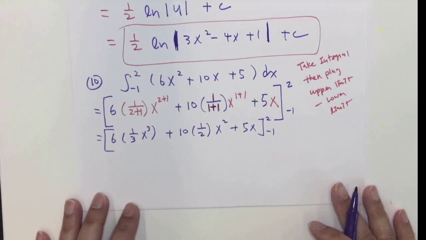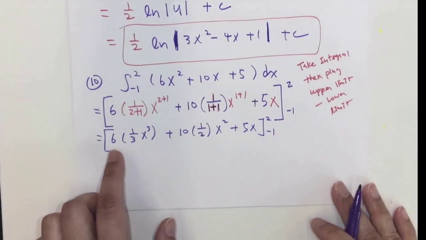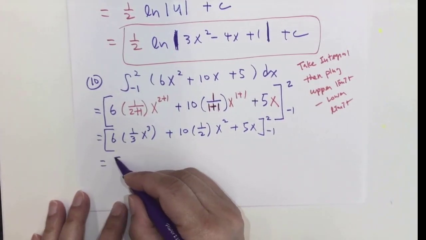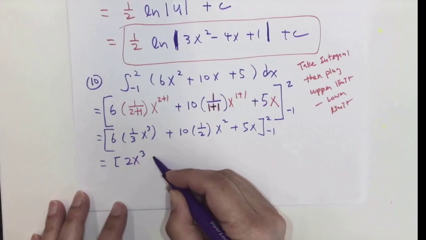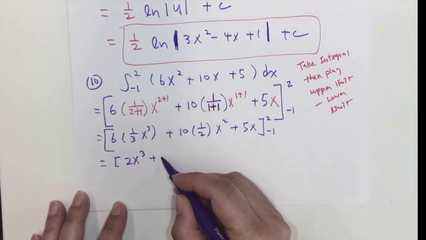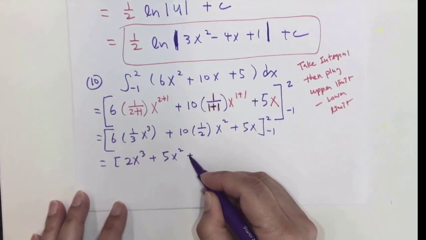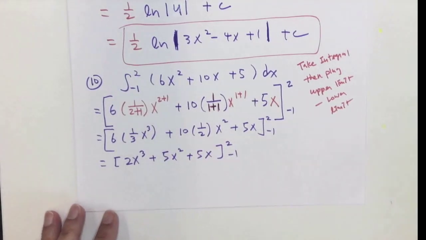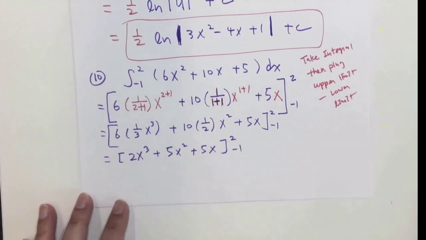So simplify those fractions. What's the first term? 6 divided by 3 is 2x cubed plus 5x squared plus 5x. We need to plug in 2 and then subtract the whole thing, plug in -1, right? So I'm going to do it on the next step.